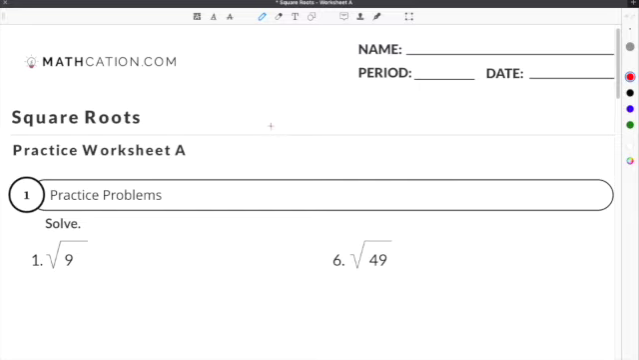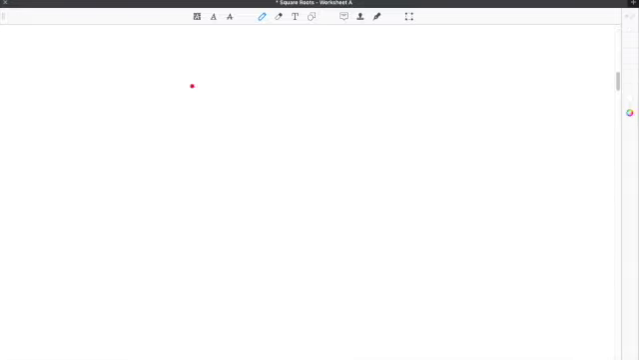This video is about how to simplify square roots. You can get the worksheet we use in this video for free by clicking on the link in the description below. When talking about how to simplify square roots, you have to know what a square root is.